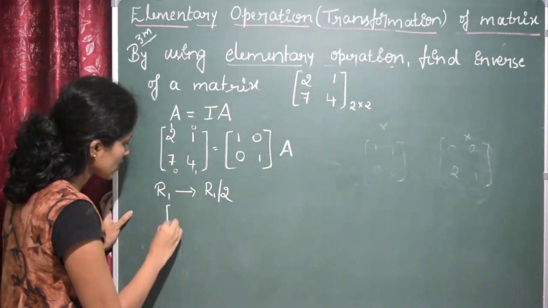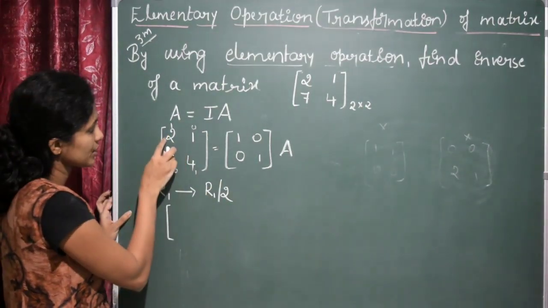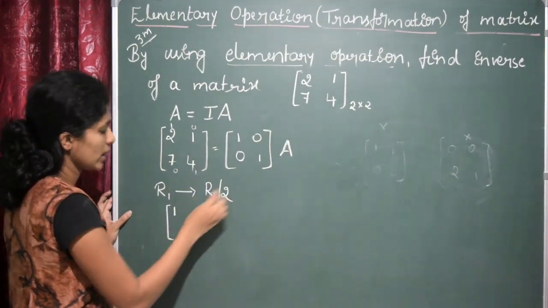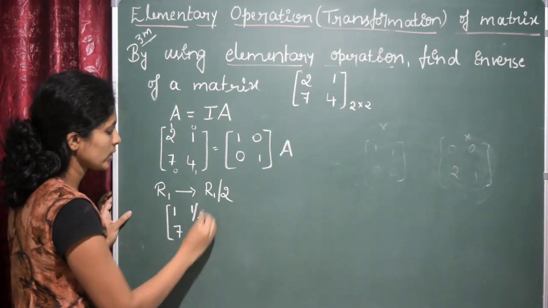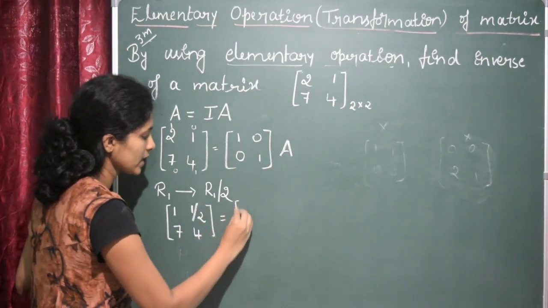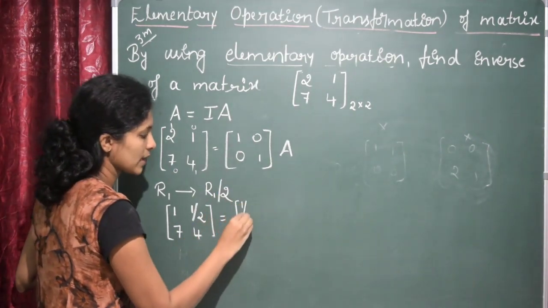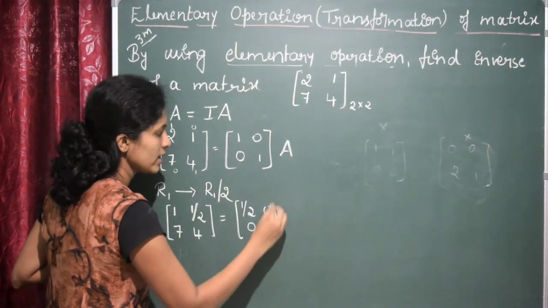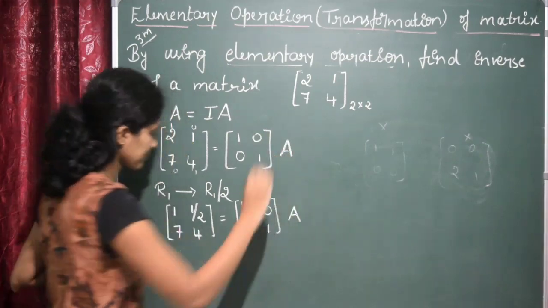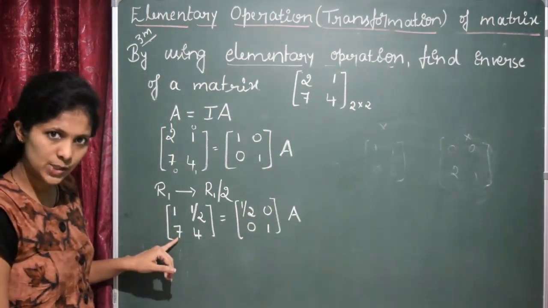We'll do this one. So now only the first row changes. That is 2 by 2 will be equal to 1, 1 by 2, and this is as it is, 7 and 4. Here we also have to apply the same thing. So this is divided by 2. This is 1 by 2, and 0 by 2 will be 0. And this is 0, and this is 1, and this is equal to 8. Is it clear?